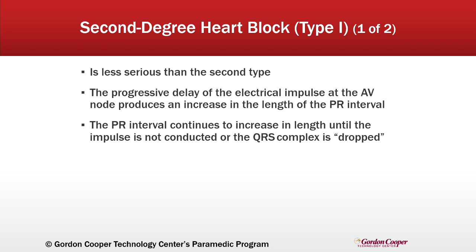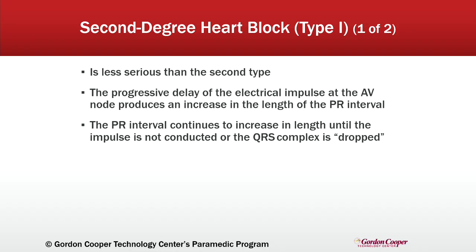Now let's move on. So second-degree type 1 block. That's also known as a Wenckebach block. It's generally considered less serious than type 2, which we'll be talking about, but here's how it works. There's a progressive delay in the electrical impulse as it moves through the AV node. So this results in the PR interval gradually getting longer with each beat.